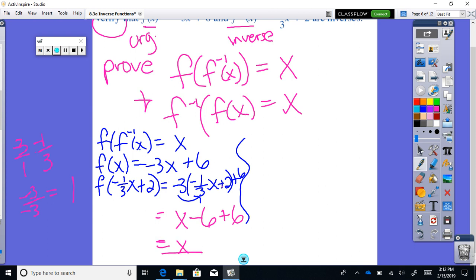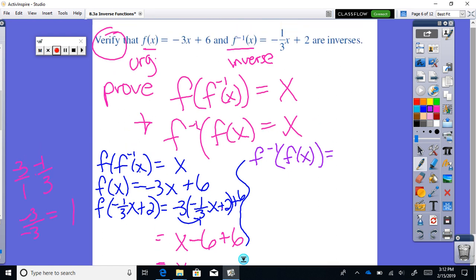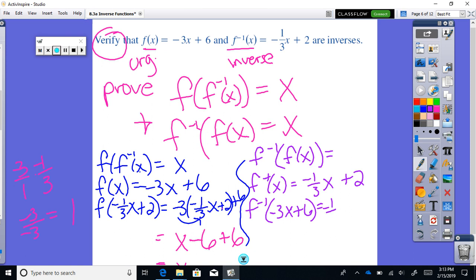Now I need to do the same thing, but for the other way. So this time I'm going to do the inverse composed with the original function. So this time I'm starting with the inverse function. So the inverse function of x is equal to negative 1/3 x plus 2. If I plug in the original function, so compose that, I'm plugging in negative 3x plus 6. So that'll be negative 1/3 times (negative 3x plus 6), and then plus 2.